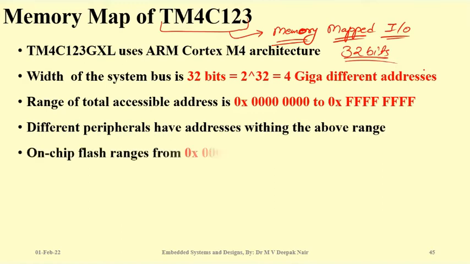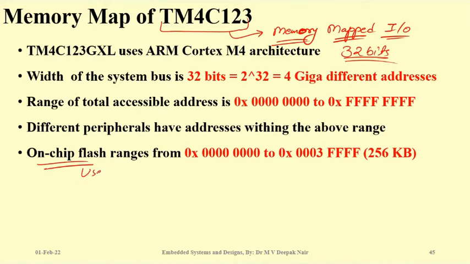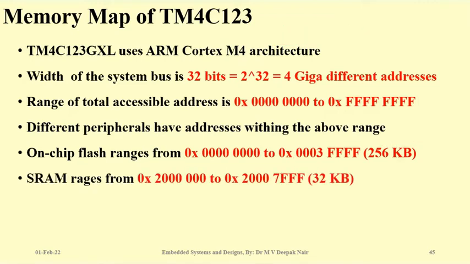Now on-chip flash, like I said, the user program will reside here. User program will reside in the flash, ranging from 00000000 to 0003FFFF, that is 256 kilobytes of memory. This is the size for the user program. SRAM, the RAM, ranges from 20000000, sorry, a zero is missing here, to 2007FFFF, that is 32 KB of RAM.